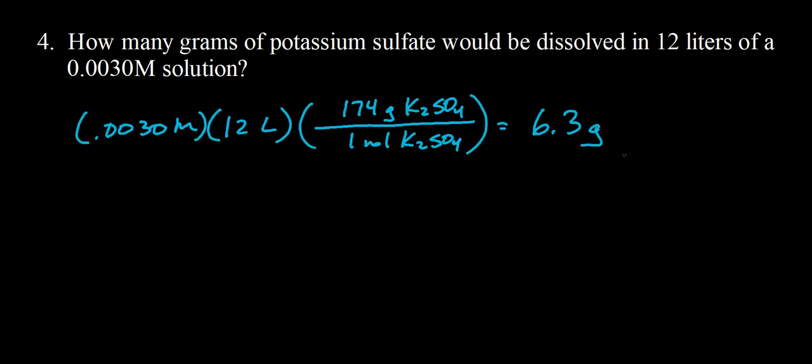So once again, I've set it up in one step. If you broke this up into two steps, first take the concentration of the solution and multiply by the volume. That will give you moles of solute. Take that moles of potassium sulfate and convert to grams. Notice that both the concentration and the volume have 2 sig figs. It doesn't matter as long as one of them has 2 sig figs. That'll ensure that our answer has only 2 sig figs.